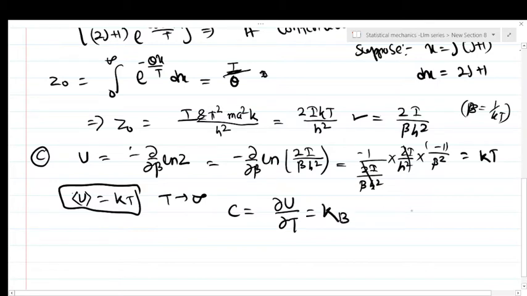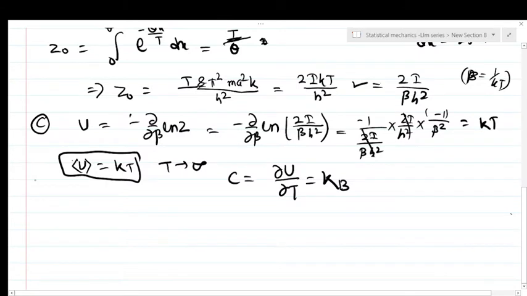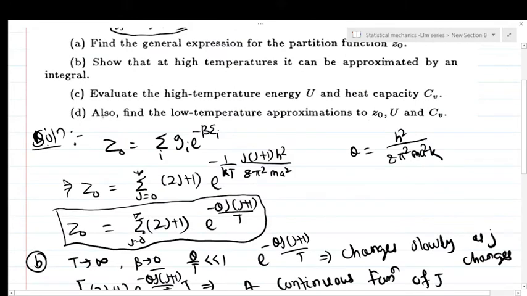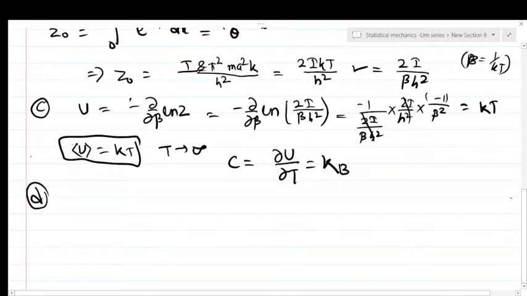K is the Boltzmann constant. Okay, then let's go to question D. What is question D? Question D is: find the partition function, C_v and U at low temperature. Okay, at T tends to 0, that is the low temperature, beta tends to infinity.